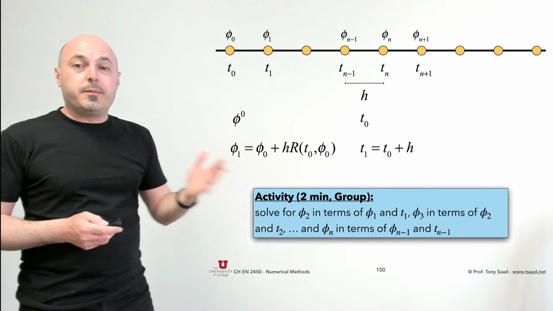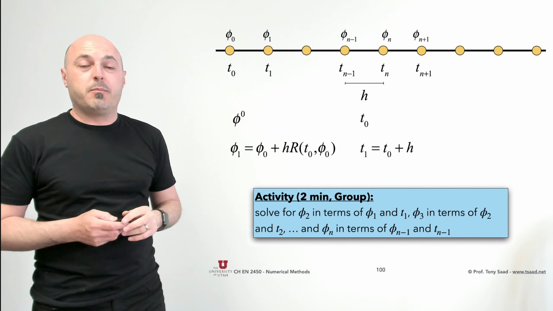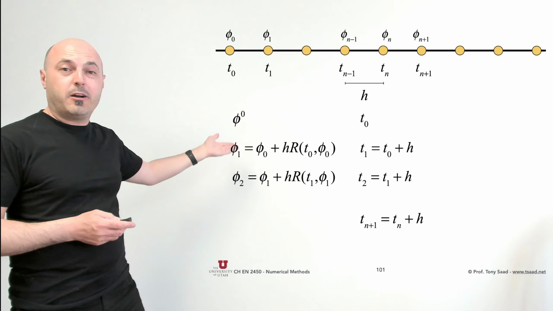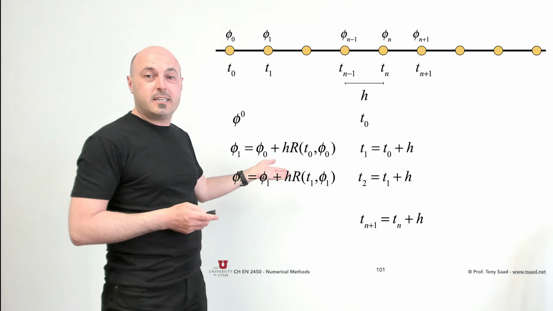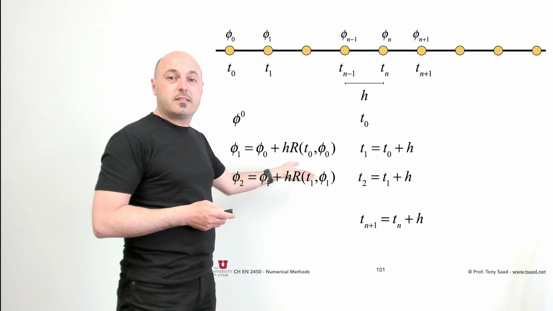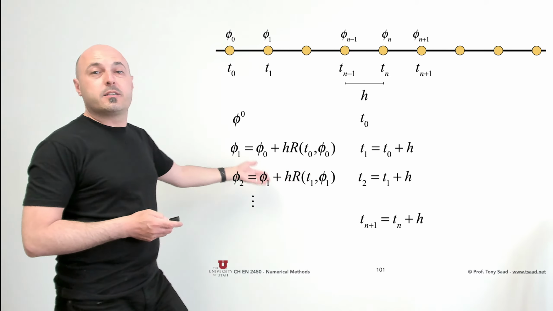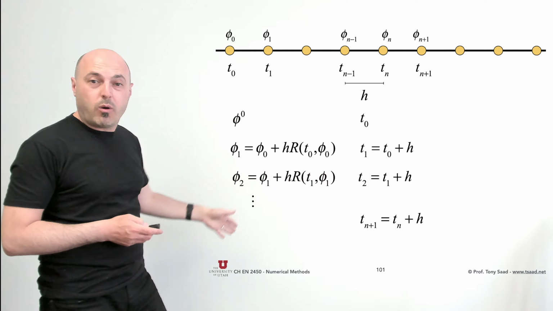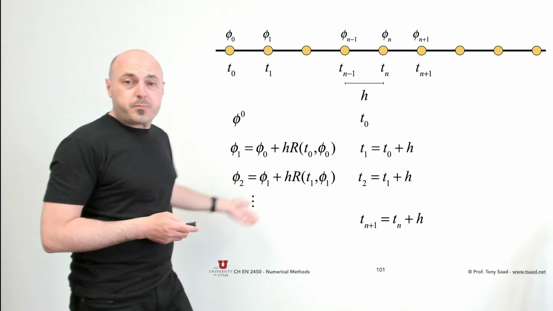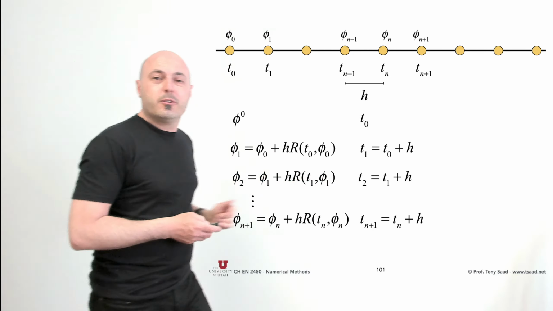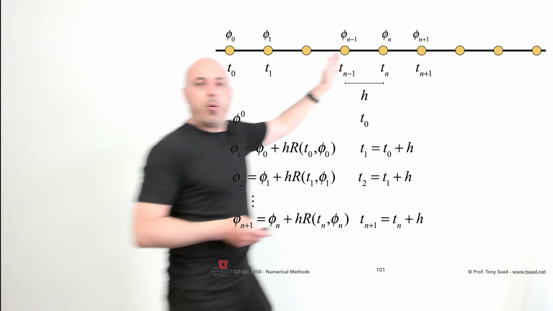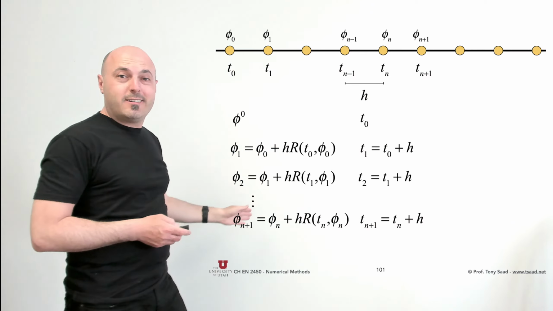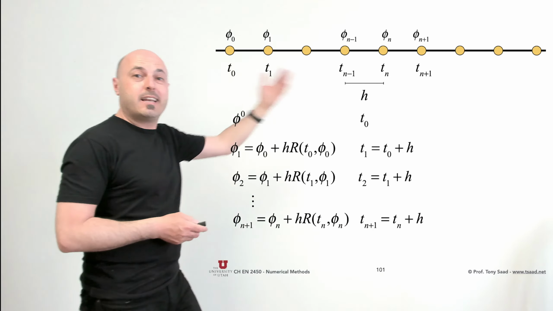All right, so I'm assuming you've taken a moment to do this. Very simply, phi2 is a replica of this previous formula. It's phi1 plus delta t times the right-hand side evaluated at t1 and phi1. And phi3 is phi2 plus delta t times the right-hand side evaluated at t2 and phi2, and so on, all the way to an arbitrary point n, phi-n plus 1. If you know phi-n, then you can predict the next value.